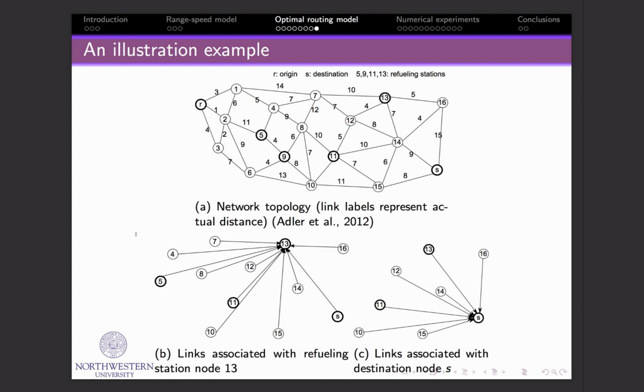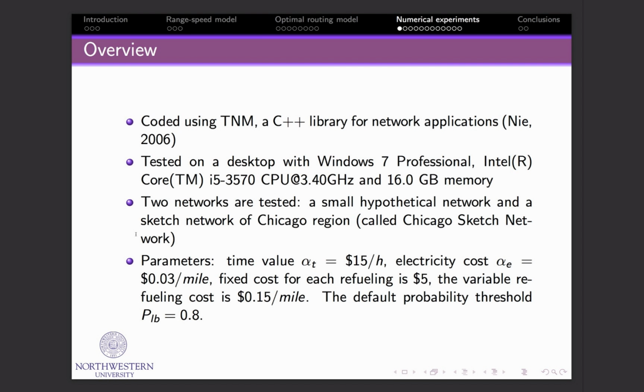The time value is $15 per hour, and the electricity cost is 3 cents per mile, and the fixed cost for each refueling is $5, and the variable refueling cost is $0.15 per mile. And the default probability threshold is set to be 0.8.